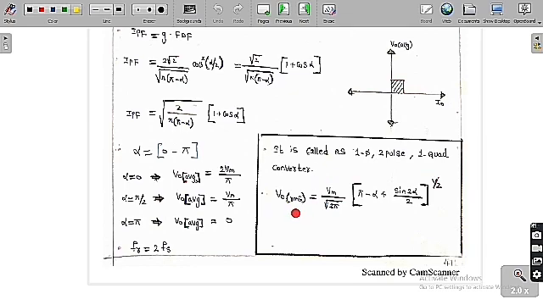If you want to find the RMS value of the output voltage, I have already told you, it is under root of 1 by 2 pi into 2 times the integration from alpha to pi of Vm sin theta whole square d theta. If you solve this, finally we get Vm by root 2 pi into root of pi minus alpha plus sin 2 alpha by 2. This is called the RMS value of the output voltage.